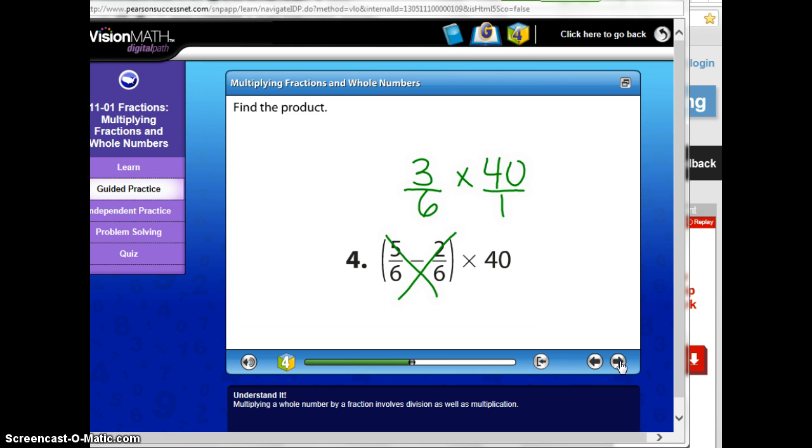This is a challenge problem. You won't have one this hard today, by the way. Okay, we have to divide, though. We're dividing a number by into both of those. What's the biggest number that goes into both 6 and 40?